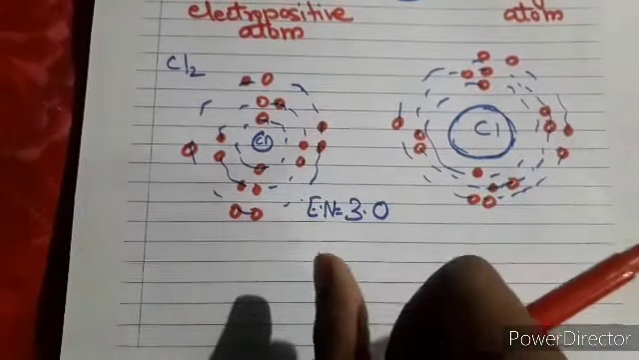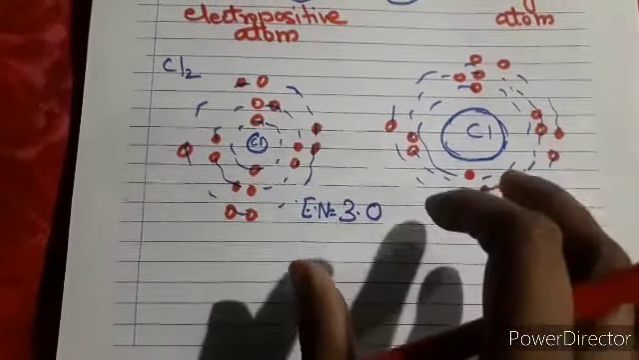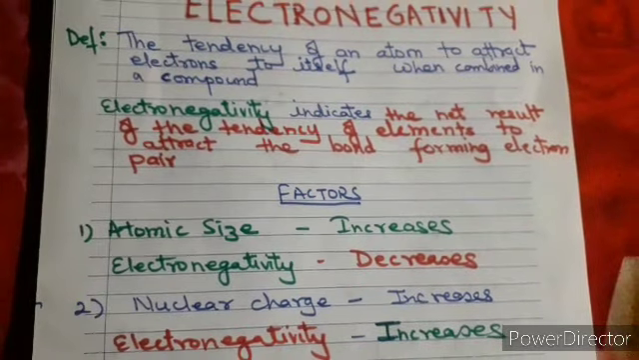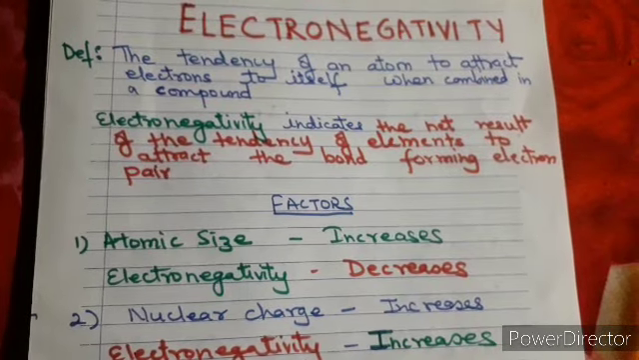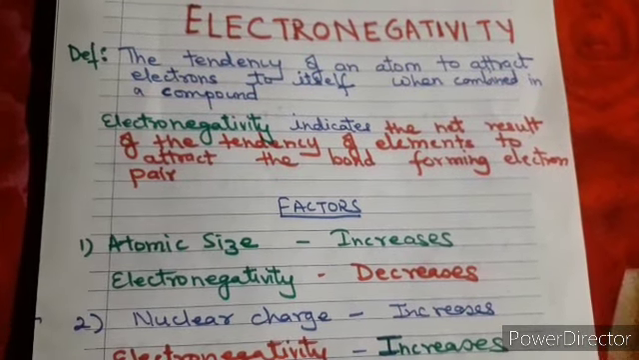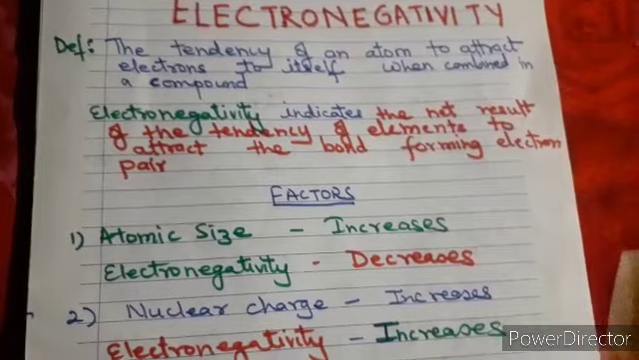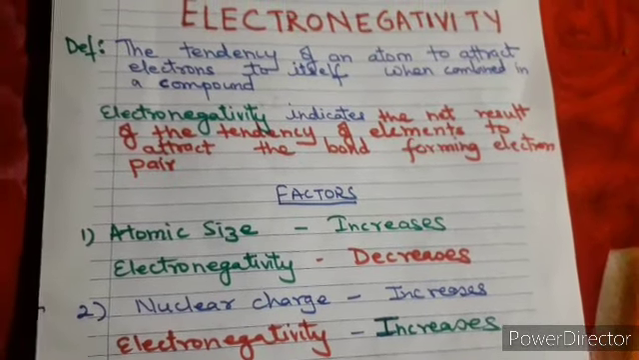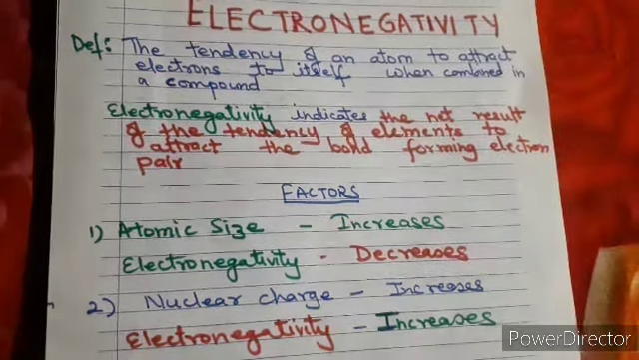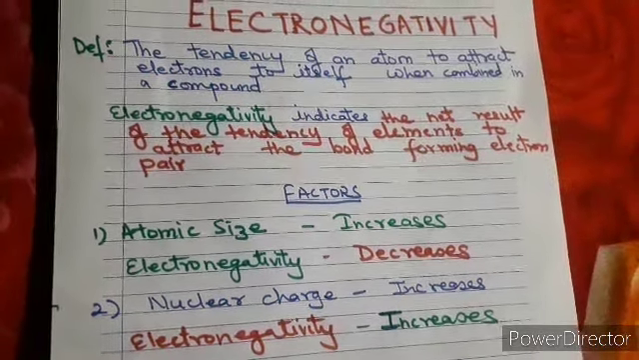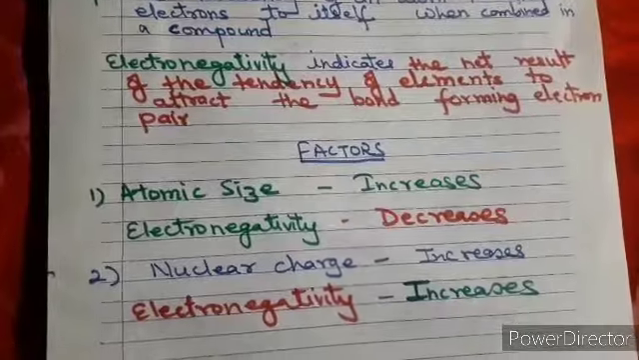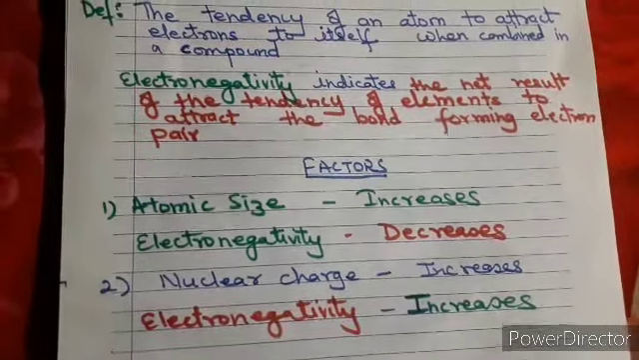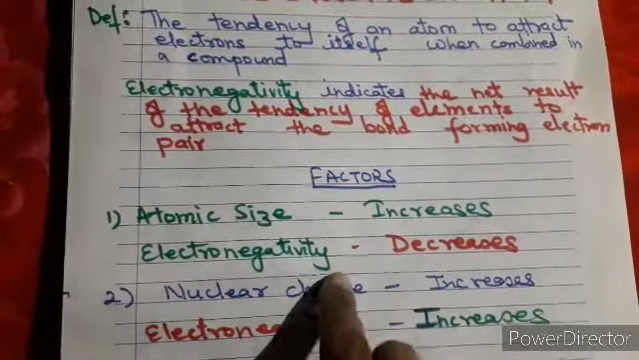So this is the concept of electronegativity. I think you must understand this concept. Once again I am focusing on the same part: the definition, the formula, the other part also. It is the tendency of an element to attract the bond-forming electron pair. Now I think both the terms are clear with the help of the diagrams I have explained. Now this particular periodic property also has factors, and over here also the similar factors are there: atomic size and nuclear charge.